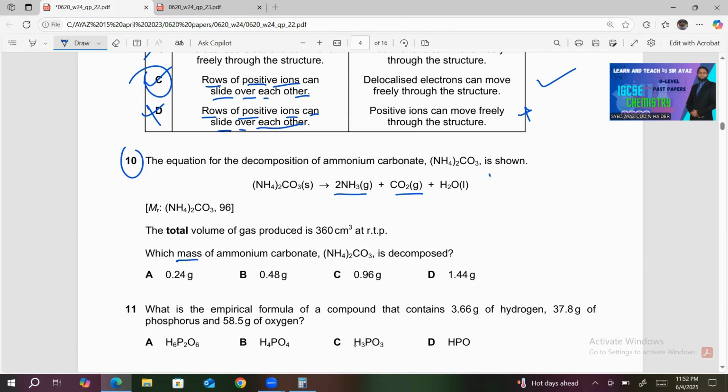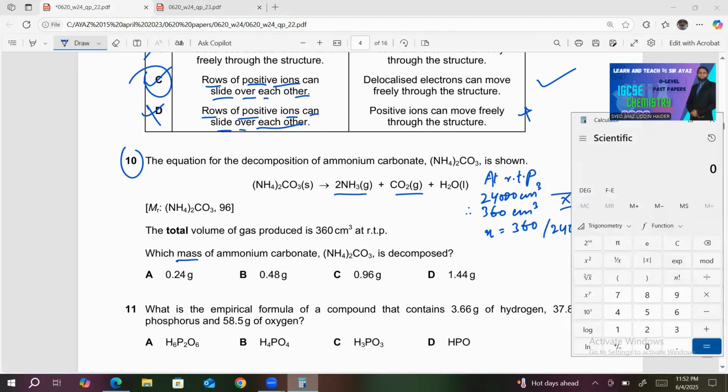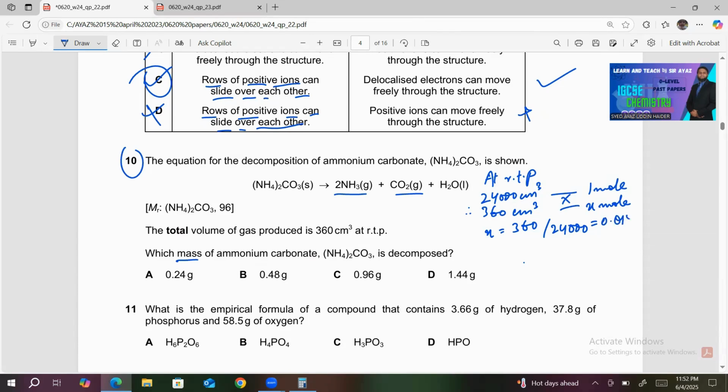You know that at RTP, 24,000 centimeter cube is the volume owned by 1 mole of any gas. Therefore, 360 centimeter cube owns X moles. To the cross, you will get X is equal to 360 divided by 24,000. Let's calculate this. 360 divided by 24,000 is 0.015 mole. These are the moles of ammonia and carbon dioxide all together.